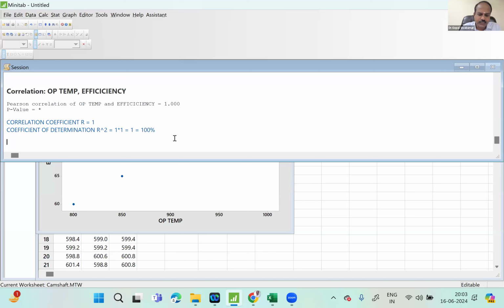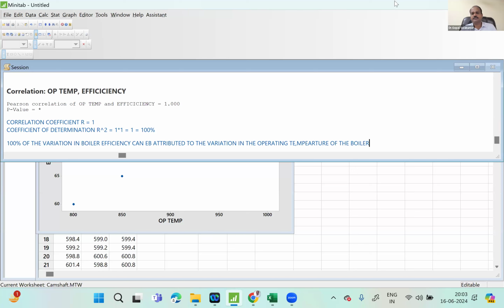100% of the variation in boiler efficiency can be attributed to the variation in the operating temperature of the boiler. Do you understand? Is this statement helping you? What do you understand out of this statement?